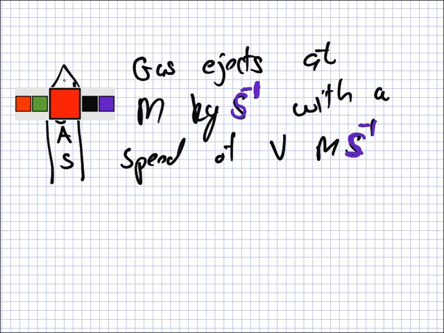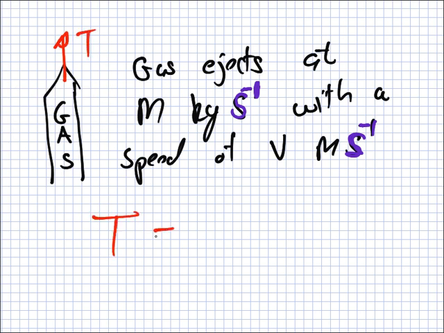Then the thrust T here is given by the very simple formula mv. Again, it only works if everything is in units of per second. So this is a very nice application of momentum. It can give you the force that rockets have when they eject their gas.